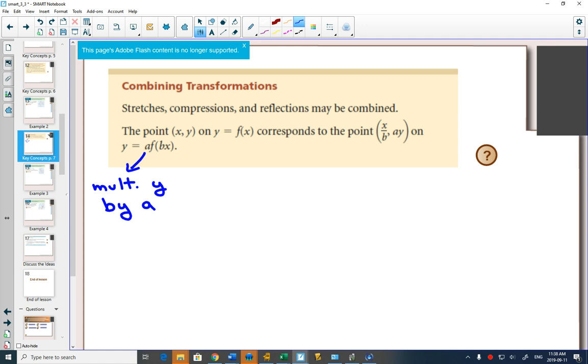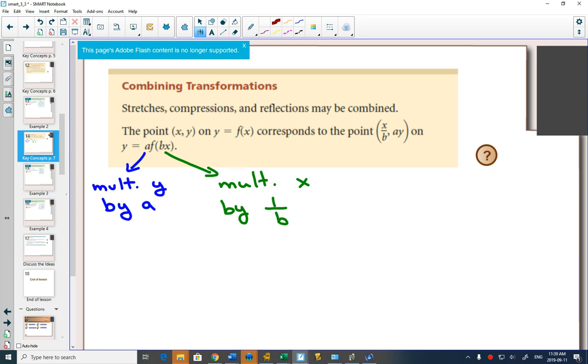With the B inside the function, that's going to be horizontal. That's going to affect your x values. And so that B, we're going to multiply our x value, but instead of multiplying by B, we've noticed that everything inside the function has kind of been the opposite of what we would expect. Left and right are different signs, and with multiplying, we don't multiply by B, we multiply by the reciprocal. Whatever that number is, you'd multiply by 1 over that number. So if it was 3x, you'd multiply by 1/3.